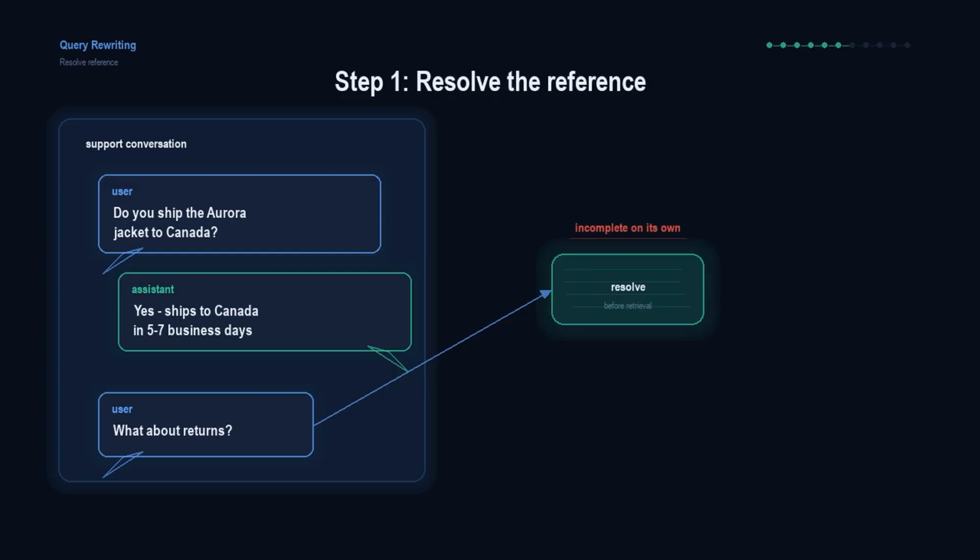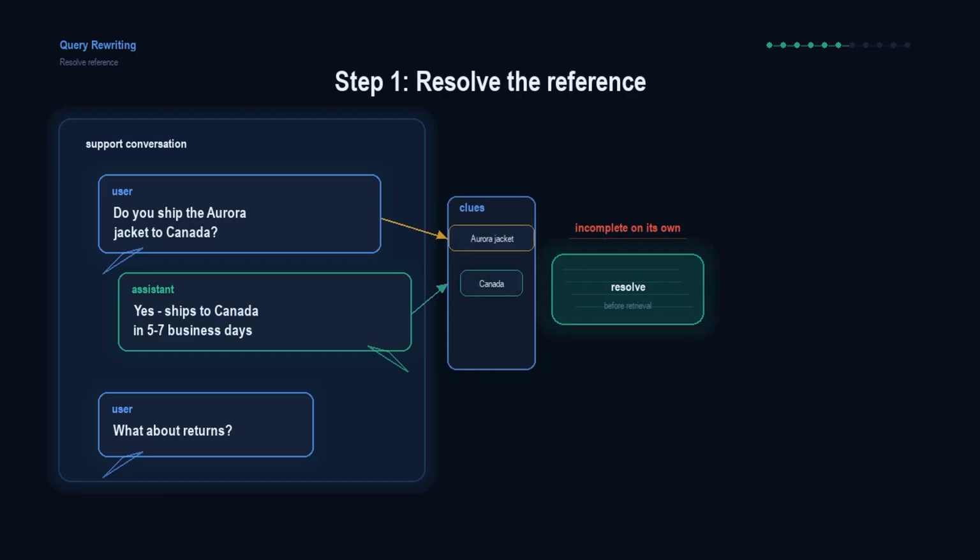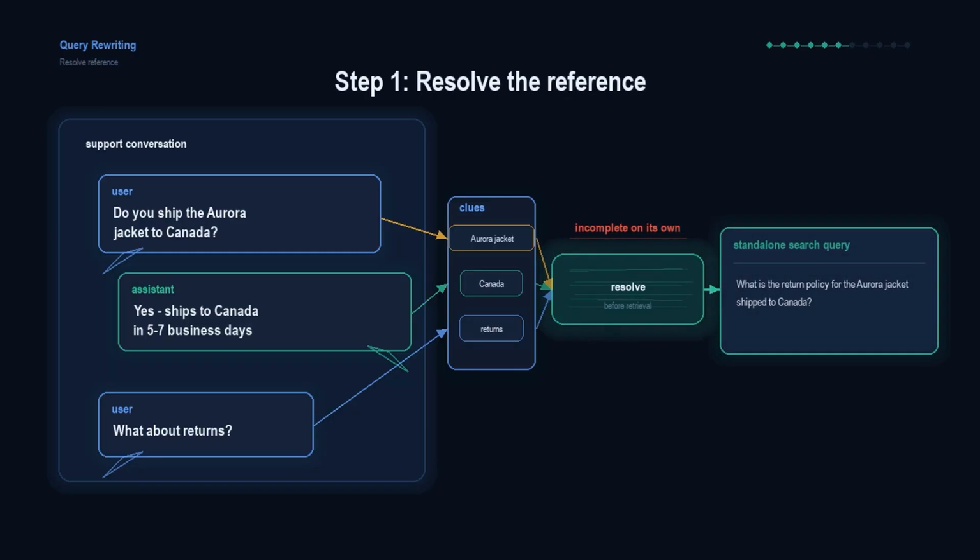So the first job of query rewriting is reference resolution, figuring out what it, that, or what about X are actually pointing to. Using the conversation history, the system expands the question into something a search index could actually use. "What is the return policy for the Aurora jacket shipped to Canada?" Notice what happened here. Nothing new was invented. The system just made explicit what was already implied by the conversation.